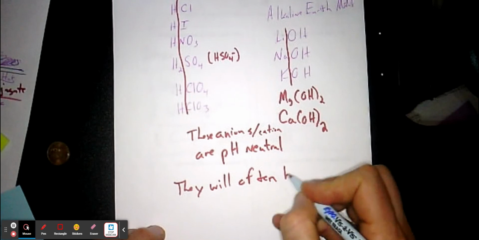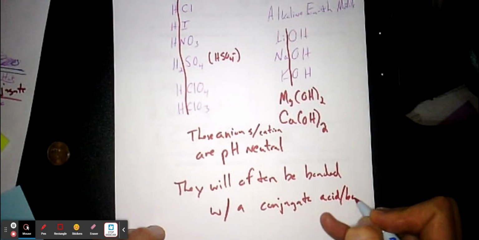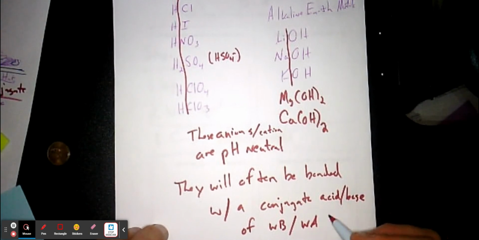Having said that, they will often be bonded with a conjugate acid or base of a weak base or weak acid, respectively. All right? And this will play out in a second, and I'll go over some examples.